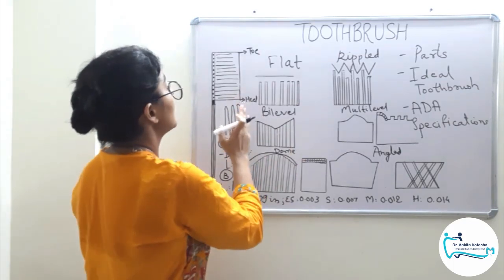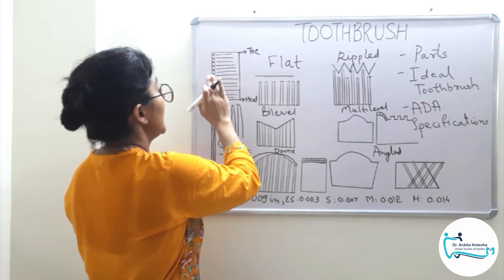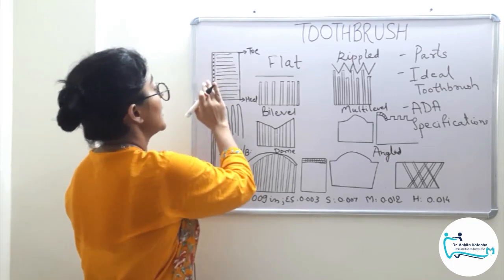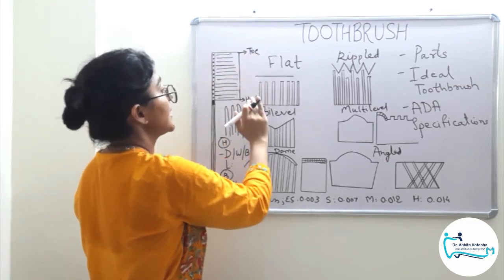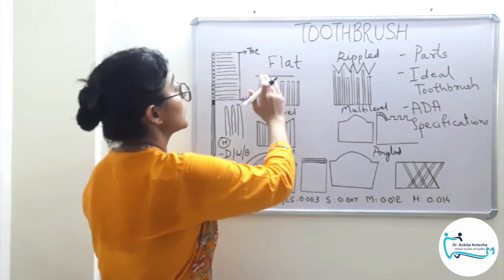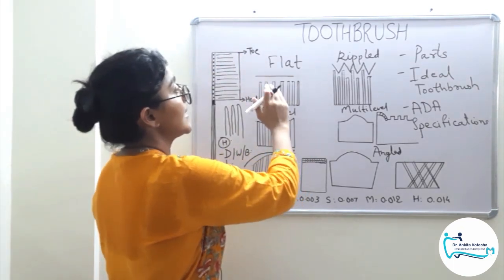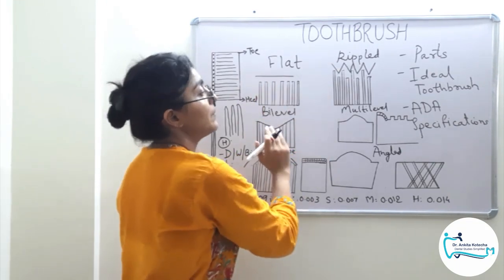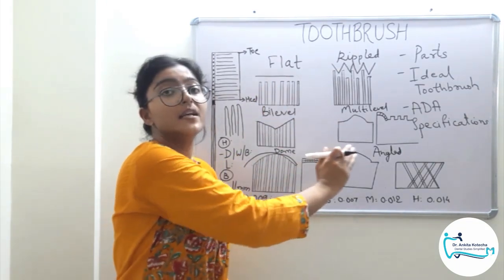So these are the ADA specifications of an ideal toothbrush. Clear? A quick summary. Parts of the toothbrush: head, shank, handle. Under head we have bristle plane, toe and heel, and the anchored points called stalk. Under various bristle planes, examples: flat, rippled, bilevel, multilevel, dome and angled.